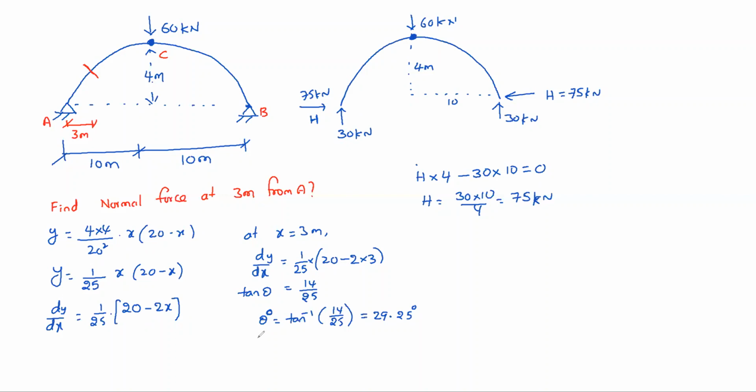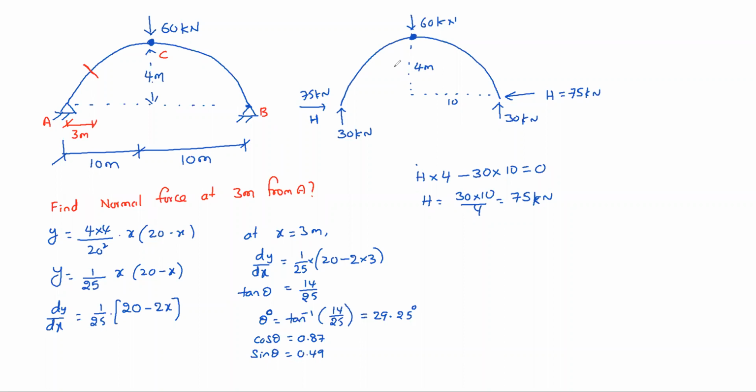So from this you can find cos theta and sin theta also. Cos theta equal to how much? Sin theta equal to how much? Cos theta is 0.87. Sin theta, sin of 29.25 degrees, is 0.49. Okay. Sin theta and cos theta we got.